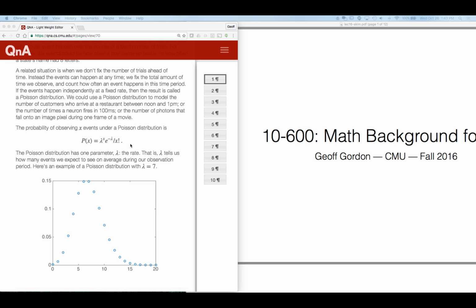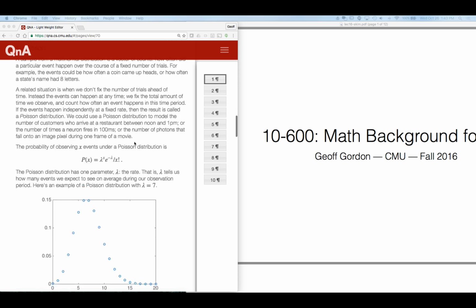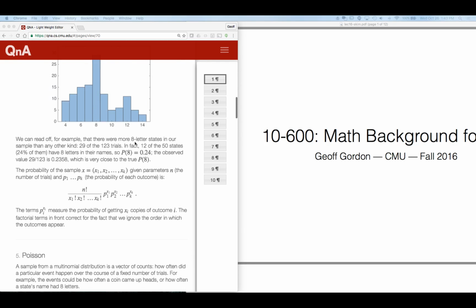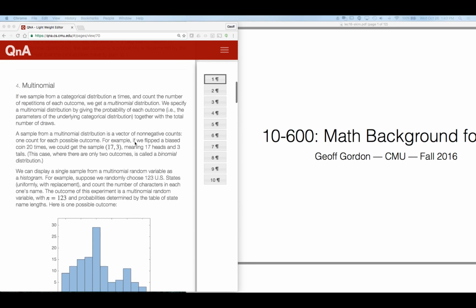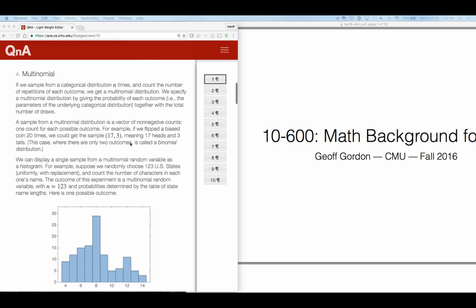So I have a question about whether the multinomial is actually a distribution. I think maybe that's a confusion over what the sample looks like, right? So a single sample from a multinomial is a vector of counts, right? So if there are two outcomes, like for a coin, it would be a pair of counts, like 17 and 3. So it's a distribution over tuples of integers, right?